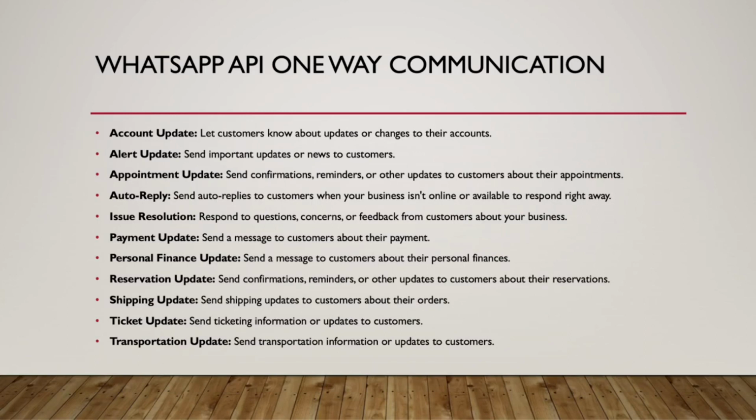So what is the template approval process? If your business is for booking airline tickets, you will have a different template. You have to get those templates approved by WhatsApp. If you are sending an OTP or any kind of message to the user upfront without the user starting the conversation, you have to get that template approved. These are the various categories: account update, alert update, appointment update, auto reply, issue resolution update, or payment update. All these are the template categories in which you can build your template.